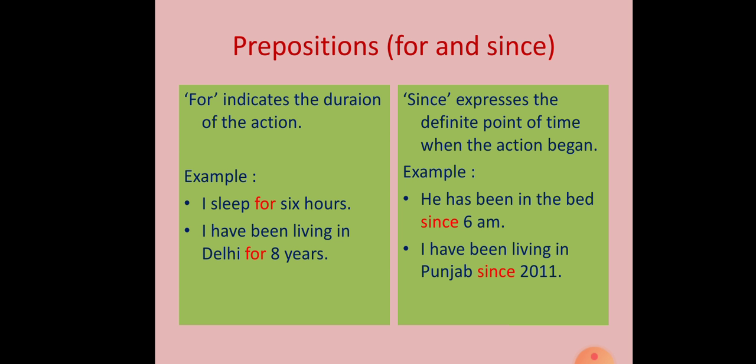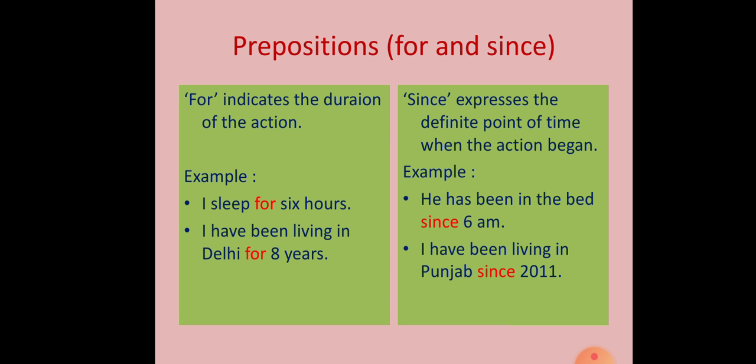Now for and since are also prepositions which we use for time. For indicates the duration of the action. See the example: I sleep for 6 hours. So for is showing us the relation of 6 hours. It is telling us the duration, 6 hours. Next is: I have been living in Delhi for 8 years. So again 8 years is the duration.